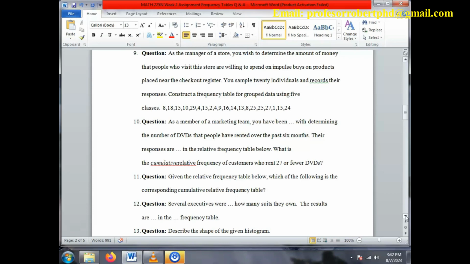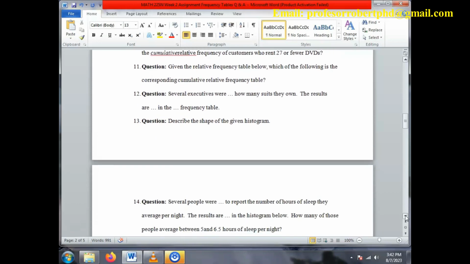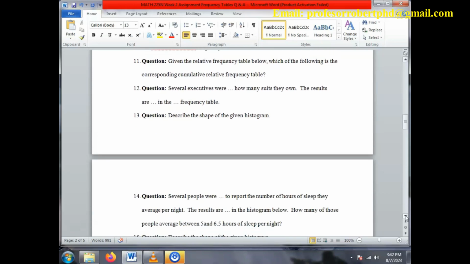10. Question. As a member of a marketing team, you have been tasked with determining the number of DVDs that people have rented over the past 6 months. Their responses are in the relative frequency table below. What is the cumulative relative frequency of customers who rent 27 or fewer DVDs? 11. Question. Given the relative frequency table below, which of the following is the corresponding cumulative relative frequency table? 12. Question. Several executives were asked how many suits they own. The results are in the frequency table.